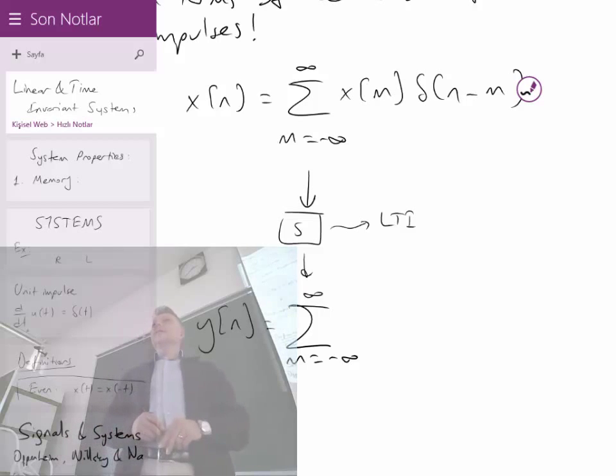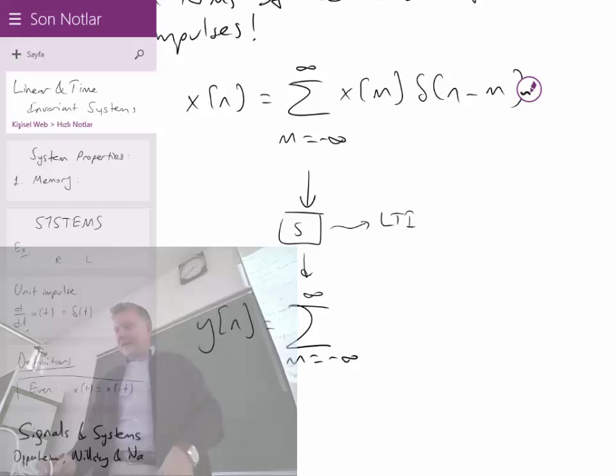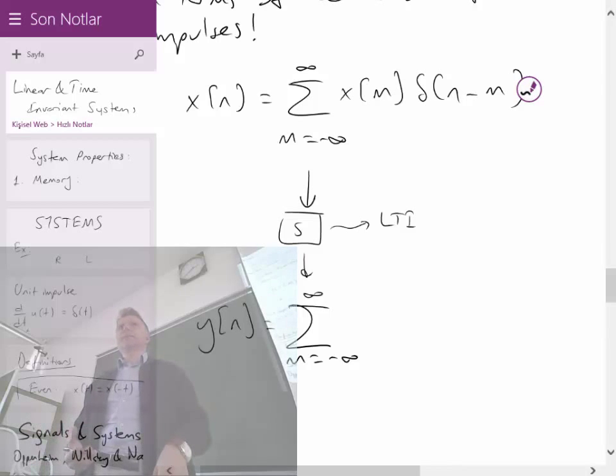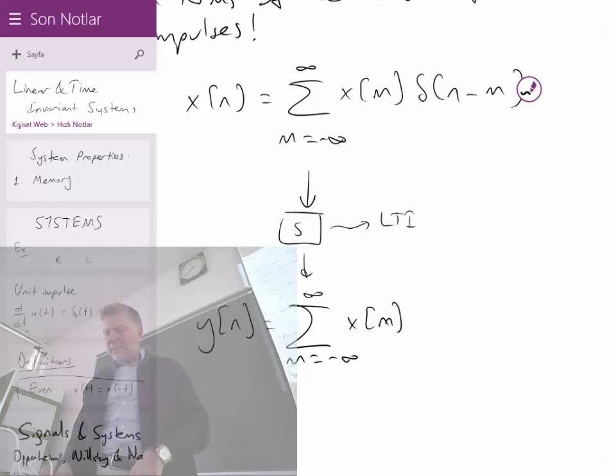How about the response to x of 2 times delta n minus 2? The response is x of 2 times h of n minus 2. Then look at this term, x of m delta n minus m. What is the response? x of m is the same scale. It doesn't change. Every delta n minus m will be responded to by h of n minus m.